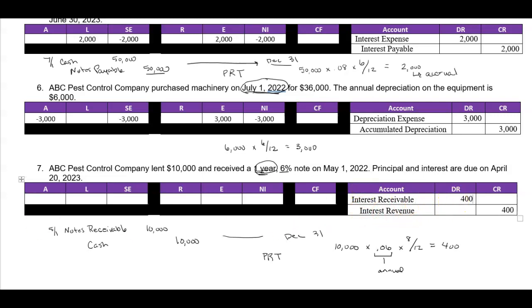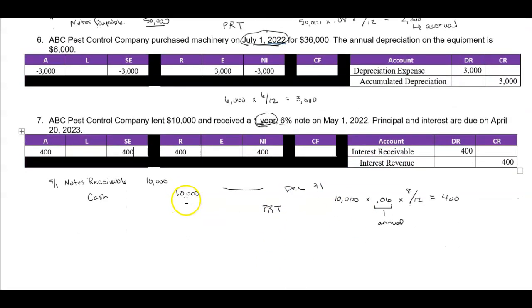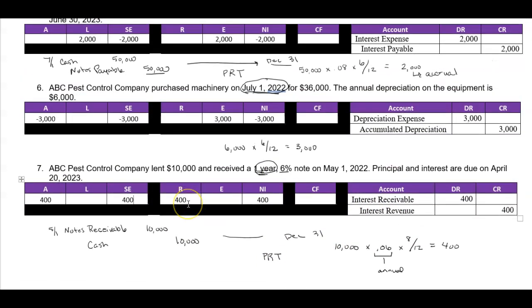All right, how does that impact us? Well, our assets are going up by 400. Interest revenue is a revenue, so our revenues go up. When our revenues go up, our income increases as well, y'all. As income increases, so does stockholders' equity. Statement of cash flow should not be impacted at all because these are adjusting entries and they shouldn't involve cash. All right. So that is an example of some common adjusting entries.